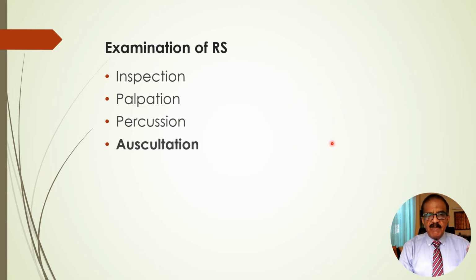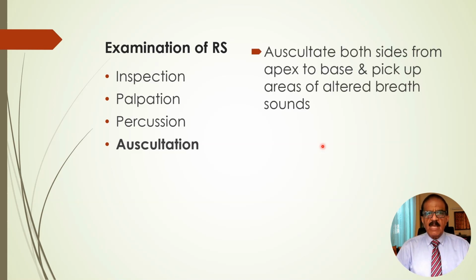So that completes percussion, and now let's talk about auscultation, which is of course most important, because most of the physical findings in cardiovascular system as well as in respiratory system come from auscultation. Auscultation is the technique of listening to the lung sounds with the help of a stethoscope. So first of all, you need to learn the proper use of your stethoscope.